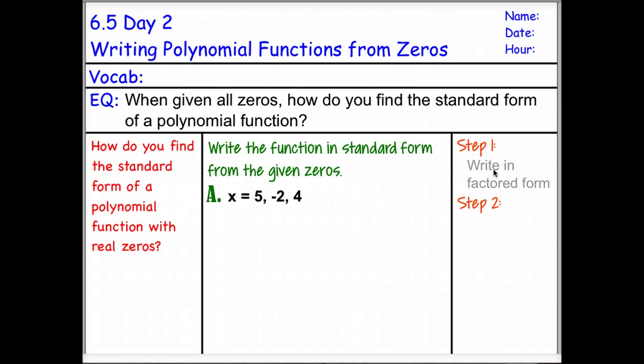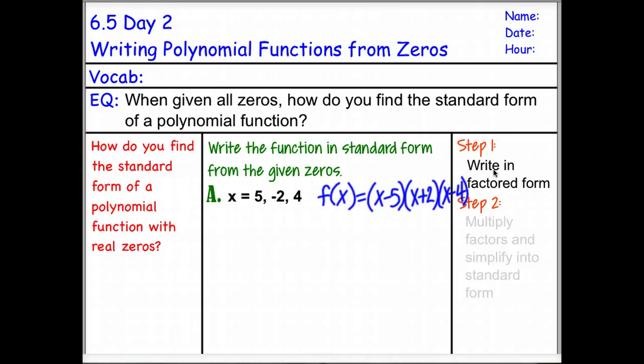So the first thing we want to do is write it in factored form. And this is what we did during 6.4 day 2 with some of our word problems. And so I know that this is going to be f of x equal to x minus 5, because remember when it's in parentheses it's the opposite, x minus -2 or x plus 2, and x minus 4. Step 2 then, we're going to multiply the factors and simplify it to get into standard form.